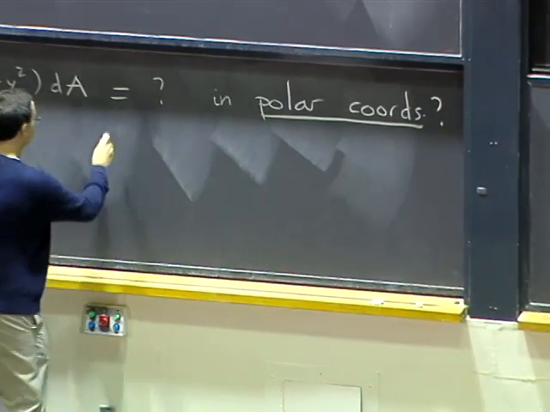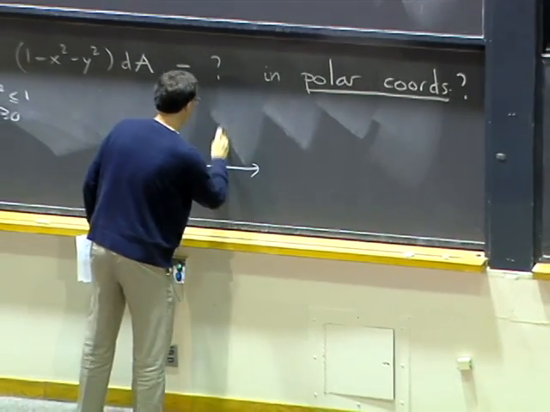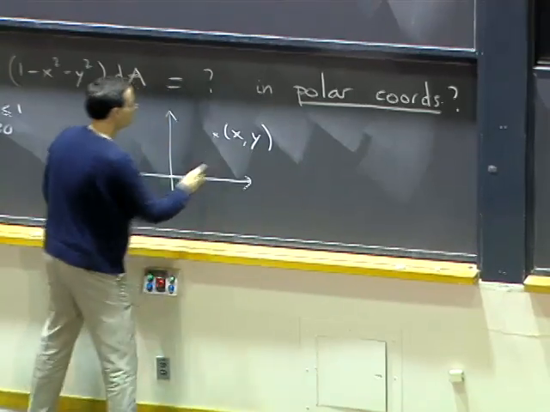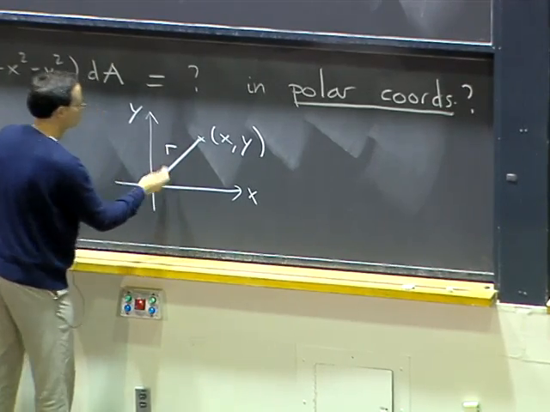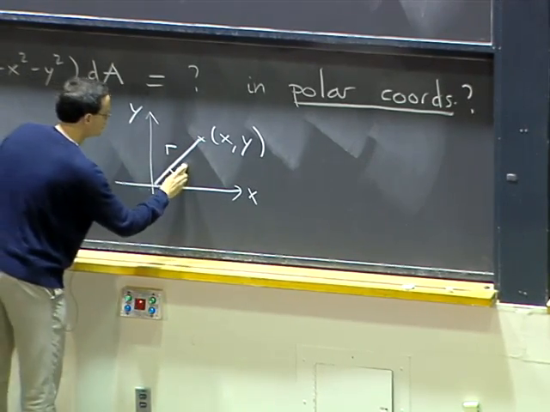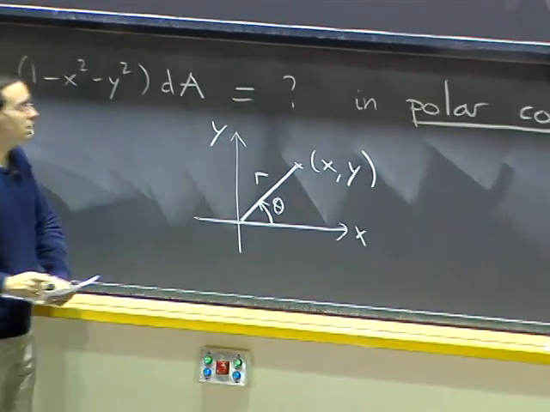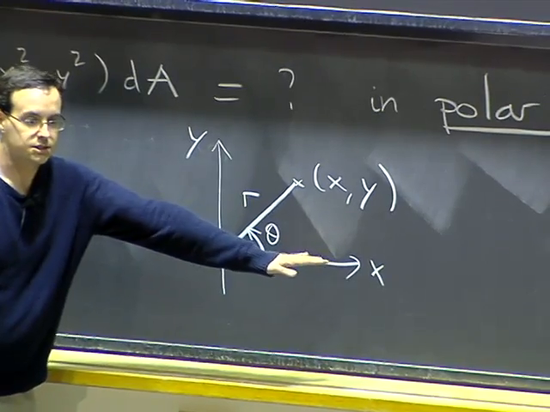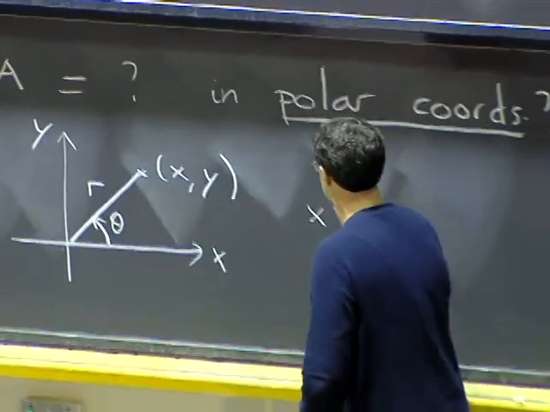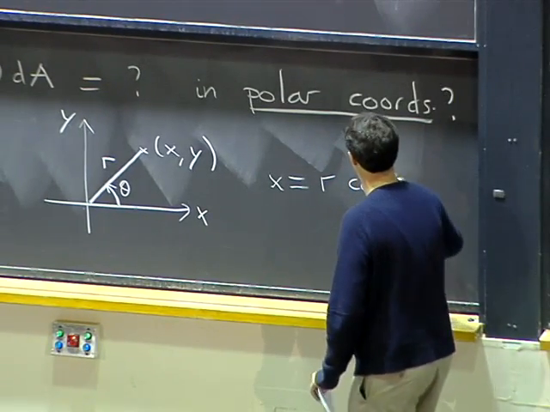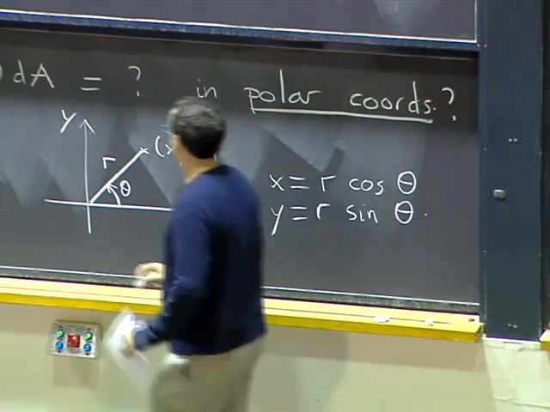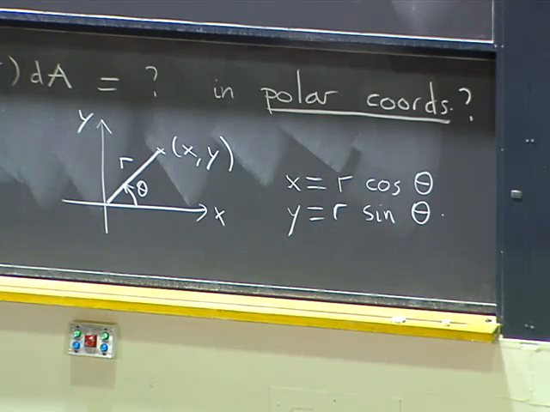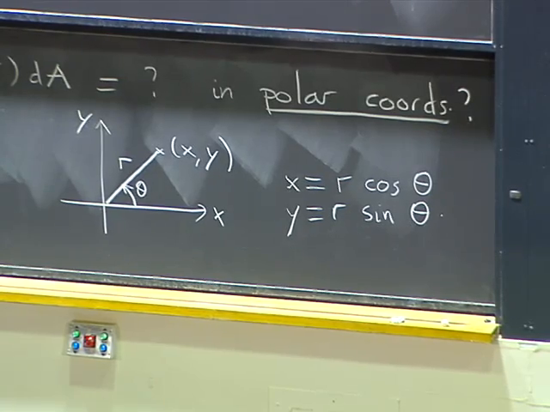So remember that polar coordinates are about replacing x and y as coordinates for a point in the plane by instead r, which is the distance from the origin to our point, and theta, which is the angle measured counterclockwise from the positive x-axis. Okay, so in terms of r and theta, you have x equals r cosine theta, y equals r sine theta. So the claim is we are able to do double integrals in polar coordinates. We just have to learn how to.